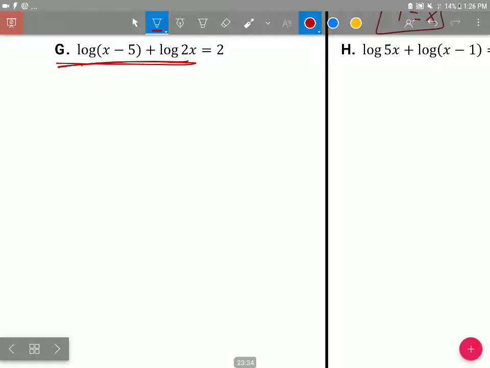If I have 2 logs that are adding, what do I do to their arguments? Do I add them, subtract them, multiply them, or divide them? You multiply. Remember, if you're adding, you multiply them, it's on top. If it's negative, you divide, it's on bottom. So 2x times x minus 5.